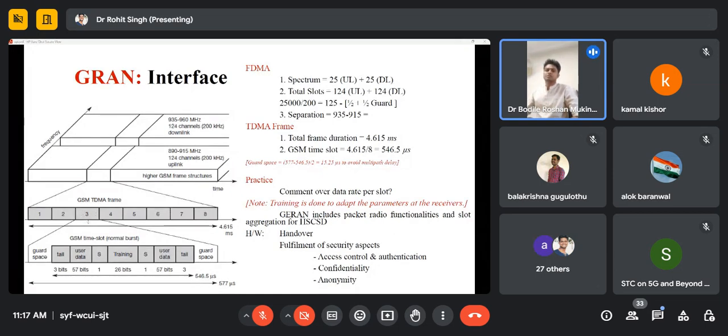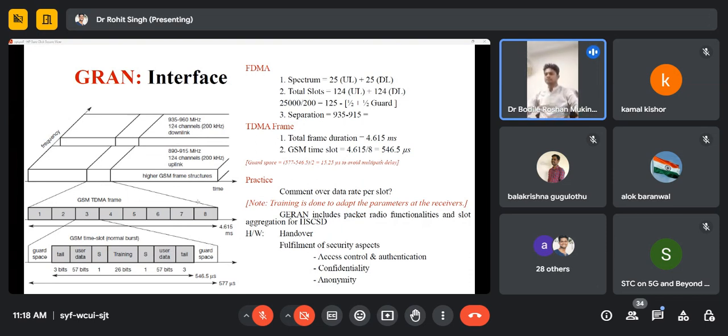Each slot, one slot is allocated to each user only within the duration 4.615. That means within this duration we can transmit only 114 bits in each 4.615 milliseconds. So that makes a data rate of between 20 to 30 kbps. So data rate in second generation was limited to some 20 to 30 kbps only.